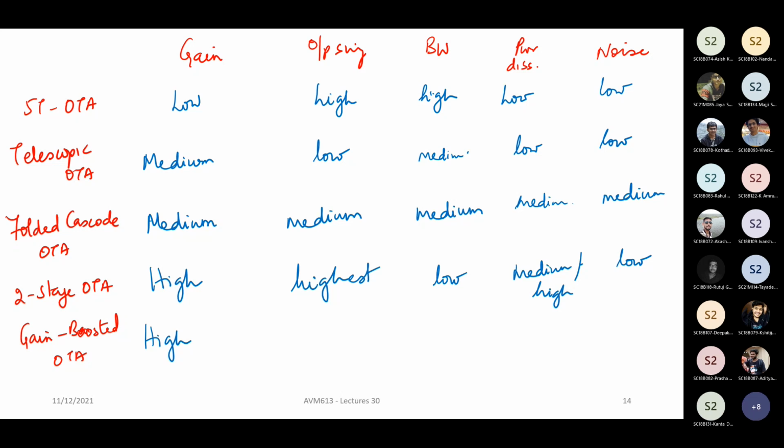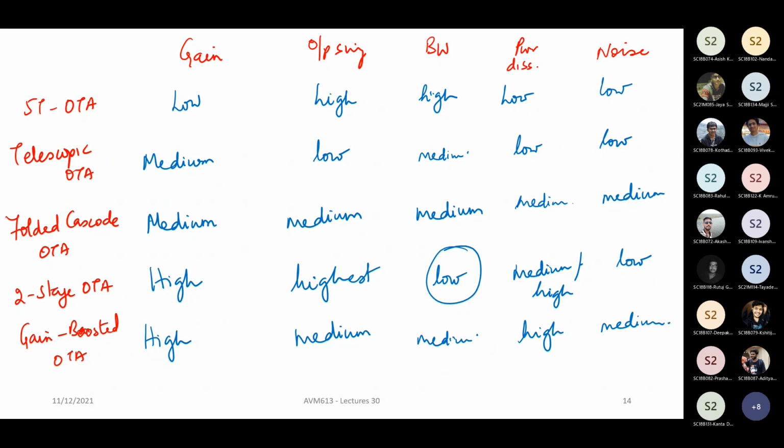Whereas for a gain boosted stage, the output swing is medium because it's pretty much a cascode. And the bandwidth is also low. If you do not consider compensation, we can say that it is medium bandwidth, but why this is quite low we will discuss a little later. Power dissipation is pretty high because your auxiliary amp needs current and your main amplifier also needs current, and then you have medium noise.